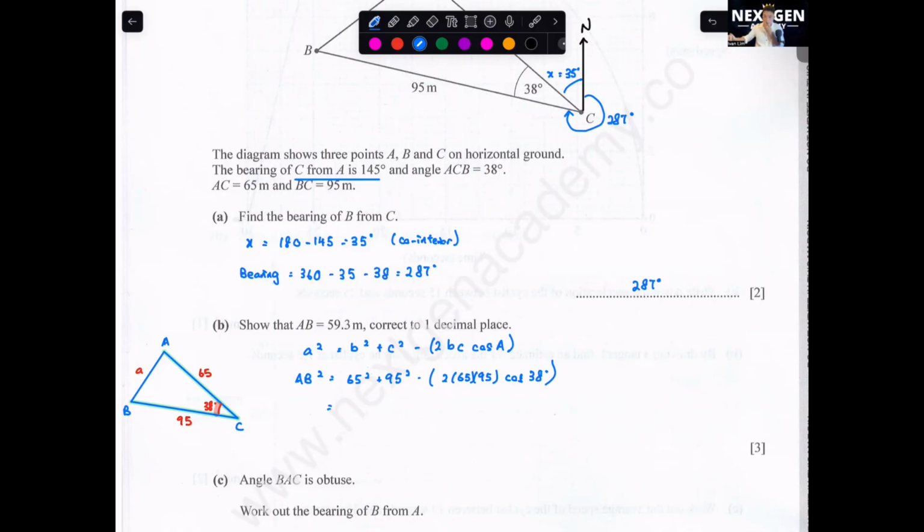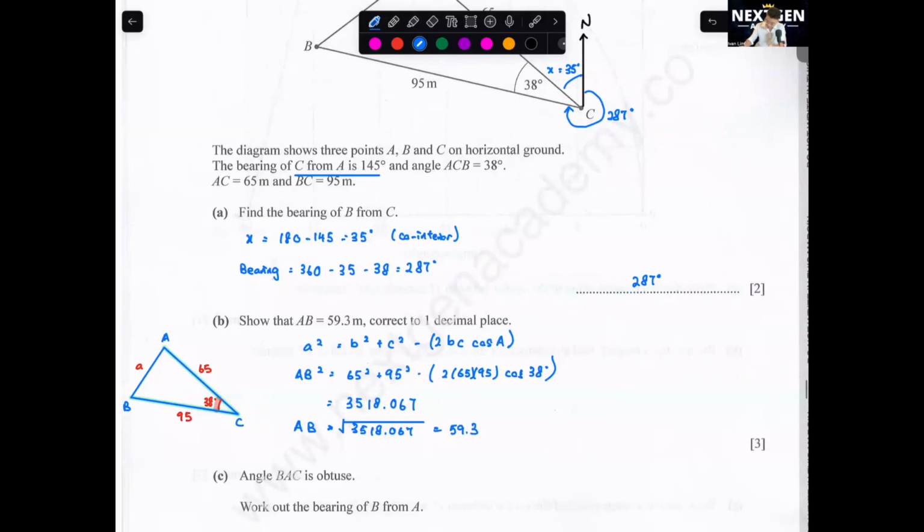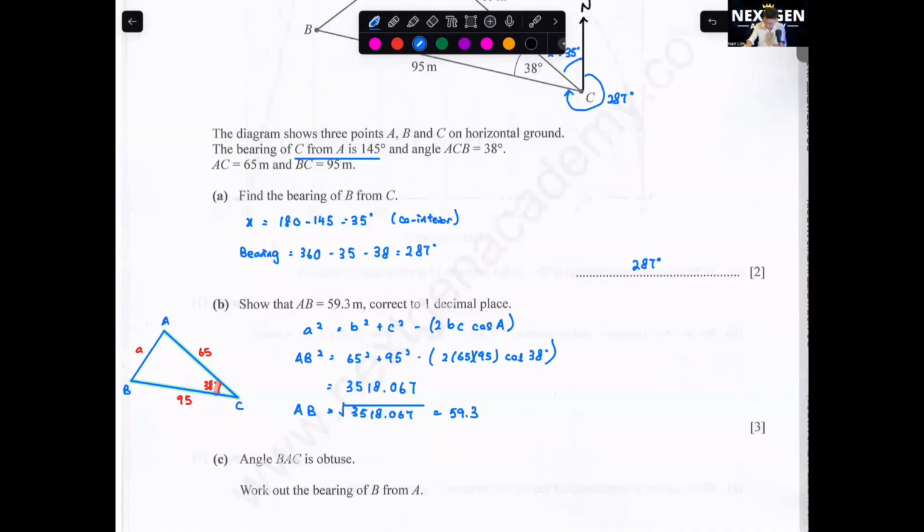For the first question, let me finish up this one first. 65 square plus 95 square minus 2 times 65 times 95 times cos 38. We will get 3518.067. Remember, in the middle of the equation, please don't round it up. When you type in the calculator, you type square root of the answer that is on your calculator. Then we'll get 59.3, correct to one decimal place. So you write a few more decimal places first, then this is how you present it.